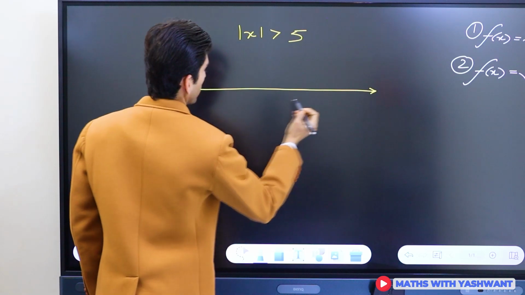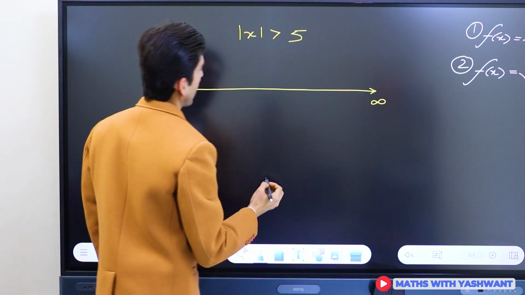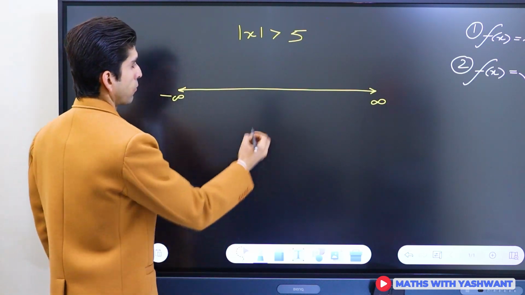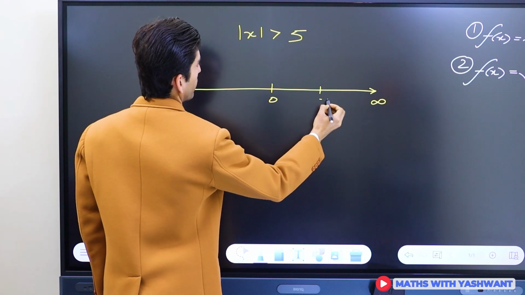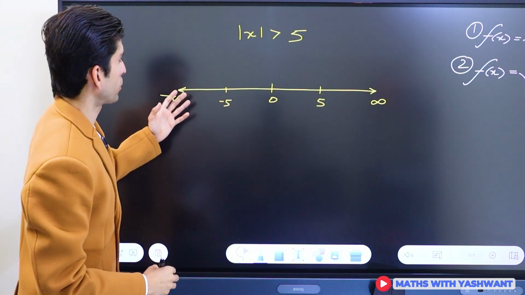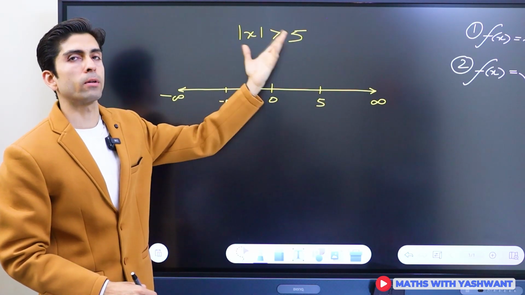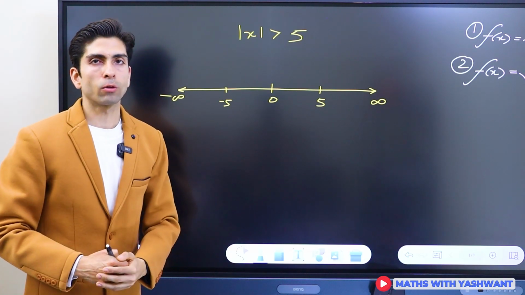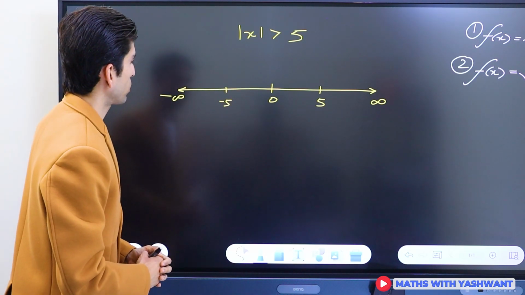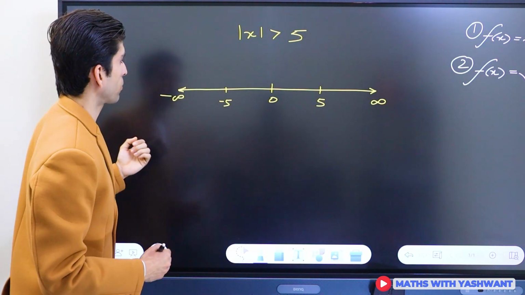We have this number line that is running from negative infinity till positive infinity, and we mark some important numbers with respect to this inequality. So we mark 0, positive 5 on the right of 0 and negative 5 on the left of 0. Now we try to search some values of x from this number line so that if we put them in this inequality, our inequality is satisfied, and those values of x will be the solution for this inequality, right? Let's do that.